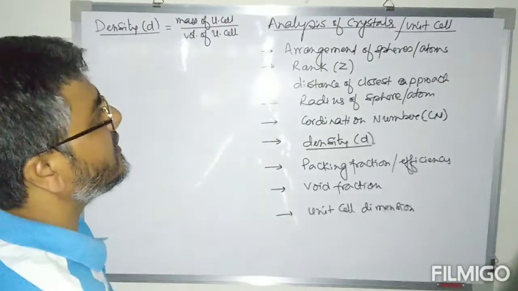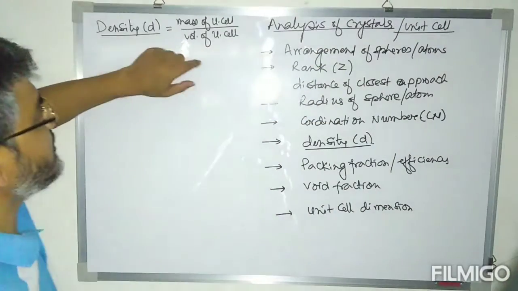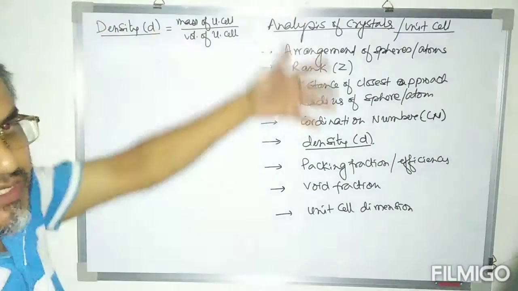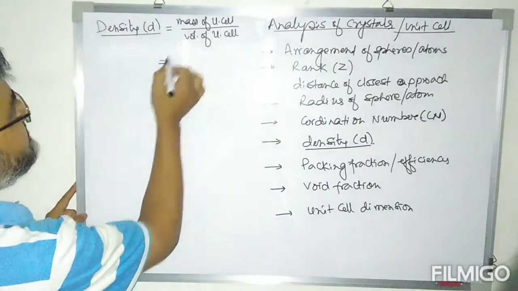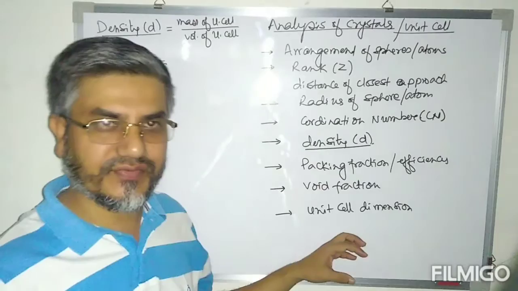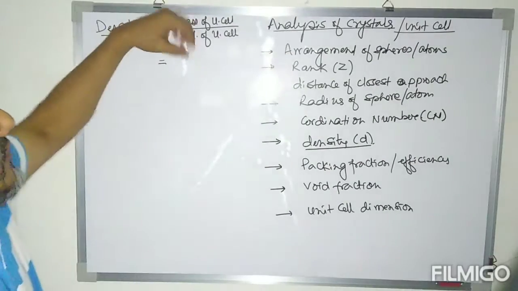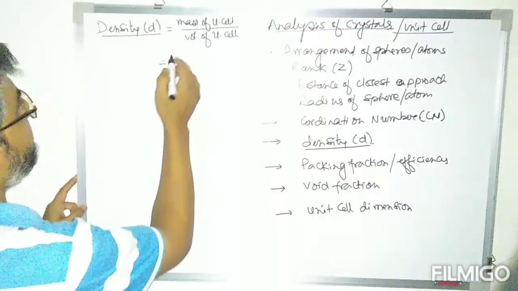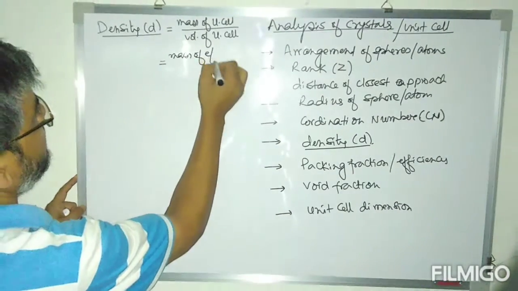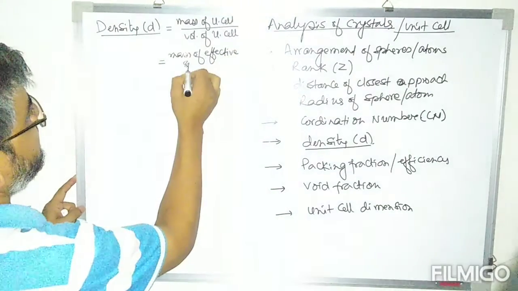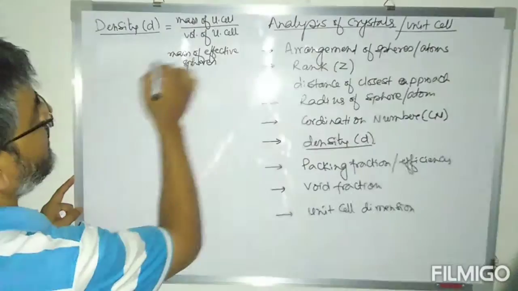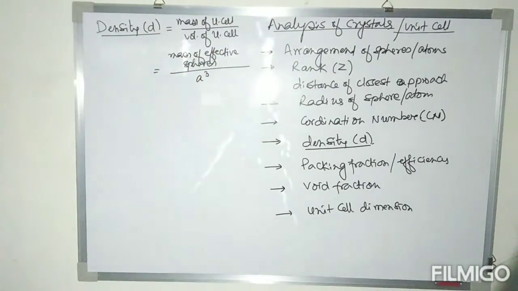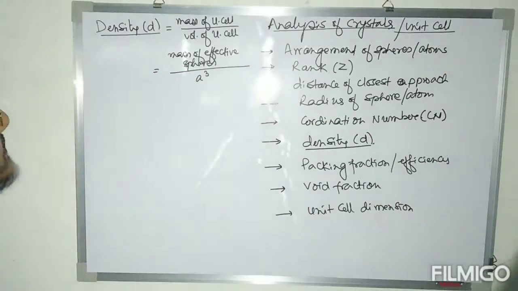So we are assuming this unit cell to be cubic. If we have a cube with side length a, then the volume of the unit cell will be side length cubed. The mass of the unit cell, because in the unit cell we have the spheres, is nothing but the effective mass of the spheres present in the unit cell. So this is the mass of effective spheres of the unit cell divided by the volume of the unit cell, that is a cube, if a is the side length of the unit cell.